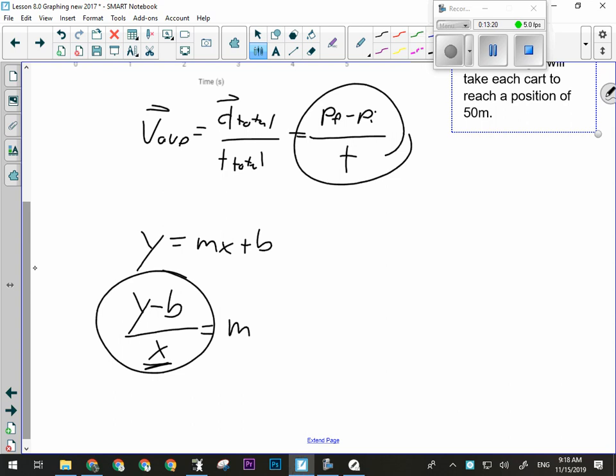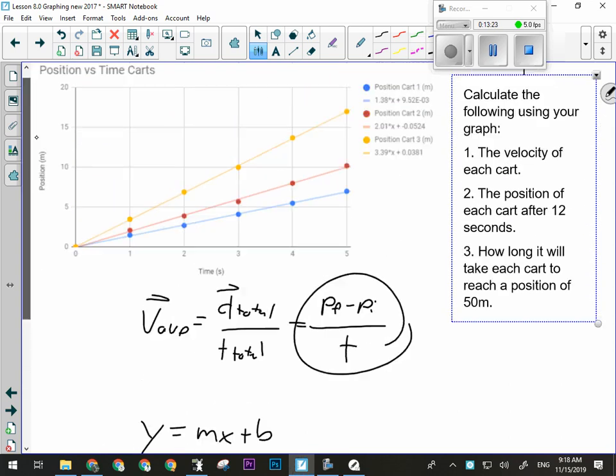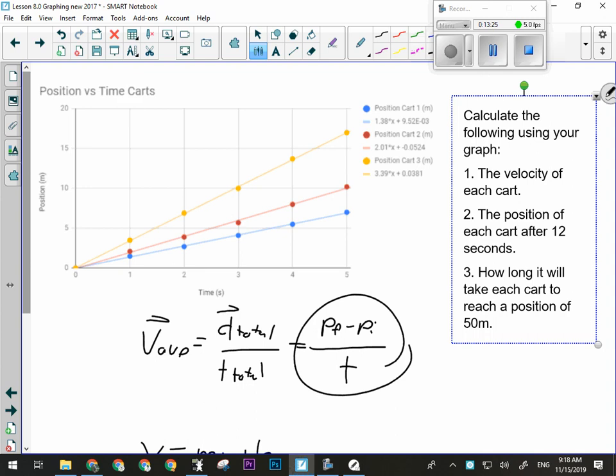All right, so let's calculate the velocity for each cart. It's kind of misleading because you actually don't have to calculate it. It's right there. You know how many times I put that on my Unit 1 Physics 20 exam? And people get it wrong? They go through all these long calculations, and I have a graph just like this on there, and I say, calculate the velocity, and they show 5 marks worth of work for a 1 mark question. The first cart's moving at 1.38 meters per second. Second one, 2.01 meters per second. Third one, 3.39 meters per second.